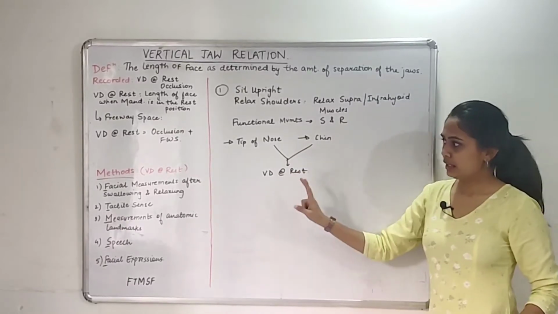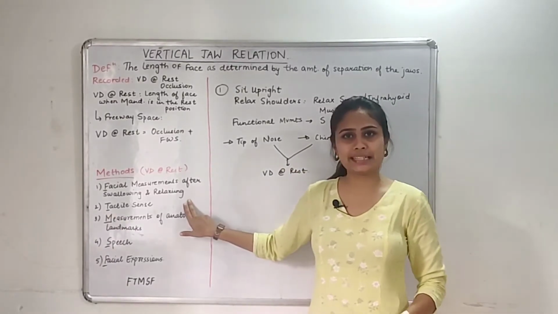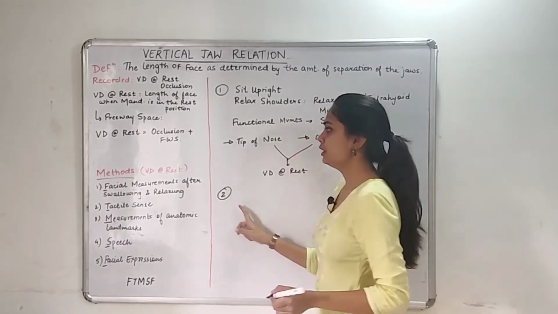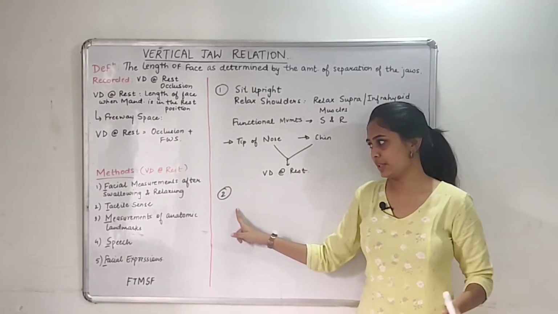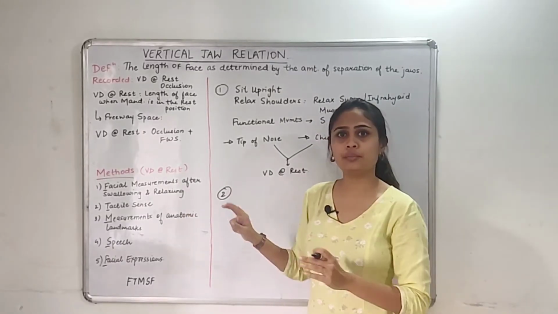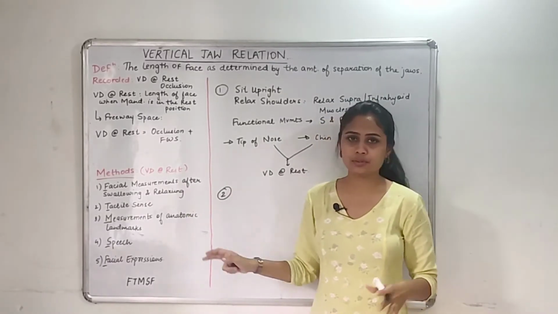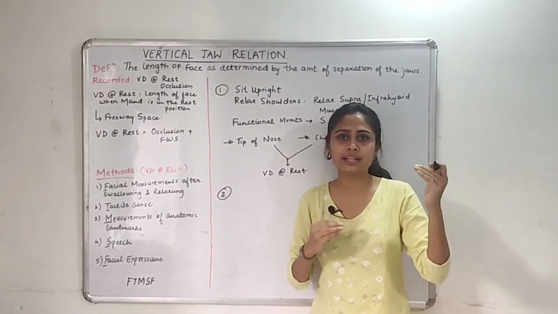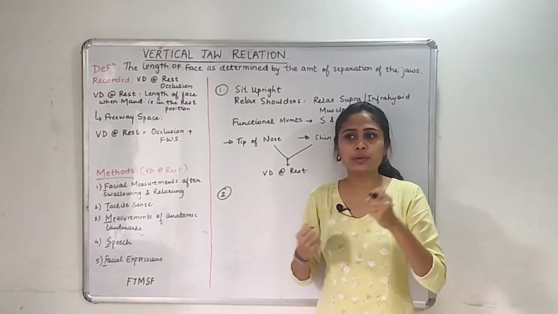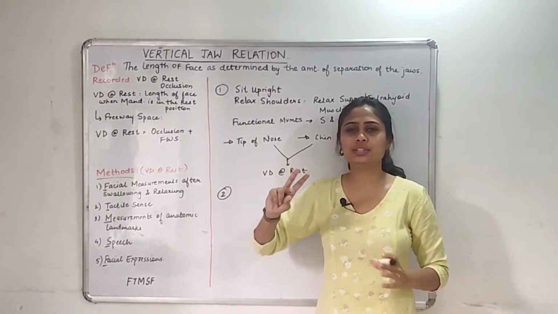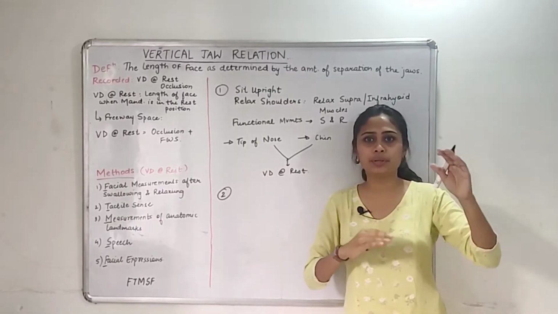Now we'll move on to the tactile sensation. This is another method to record the vertical dimension at rest. Here it is basically 100% based on the patient's perception. First we ask the patient to sit, and then to open the mouth as wide as the person can, and keep it open.